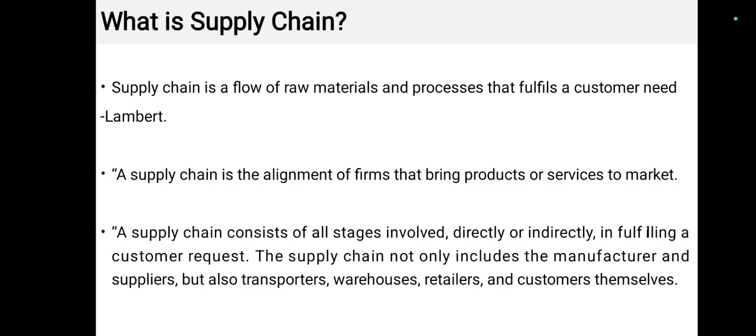Again, the supply chain consists of all the stages involved directly or indirectly. Directly involved are the manufacturing unit or production unit, the warehouse, the distributor, the wholesaler or the retailer. There are various indirect stages also involved in fulfilling the customer request. Ultimately, whatever product you produce, the aim is to satisfy the needs and wants of a customer. To do that, every stage of the supply chain is important, so that without any delay or imbalance, we can supply the products to the customers. That is the ultimate aim of the supply chain.